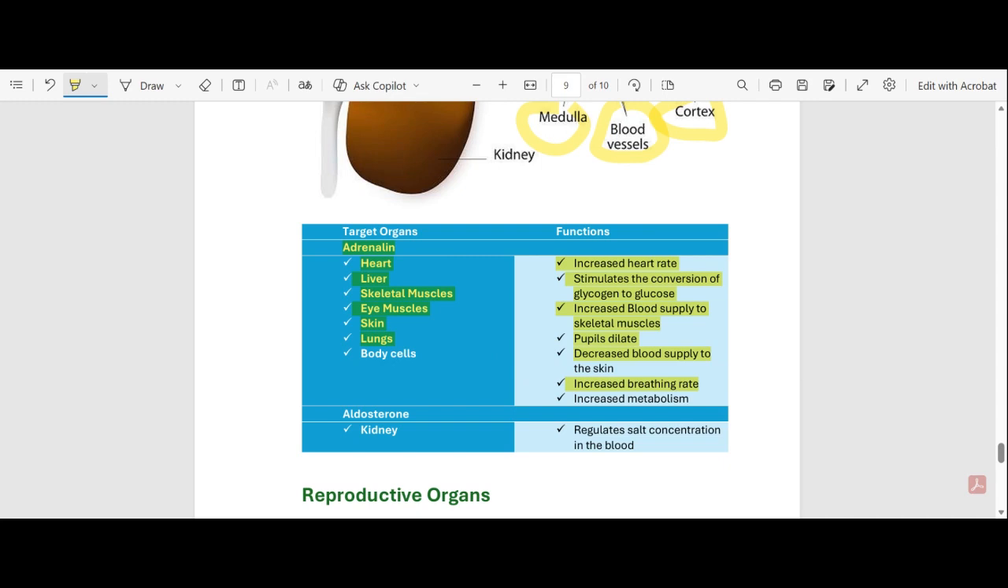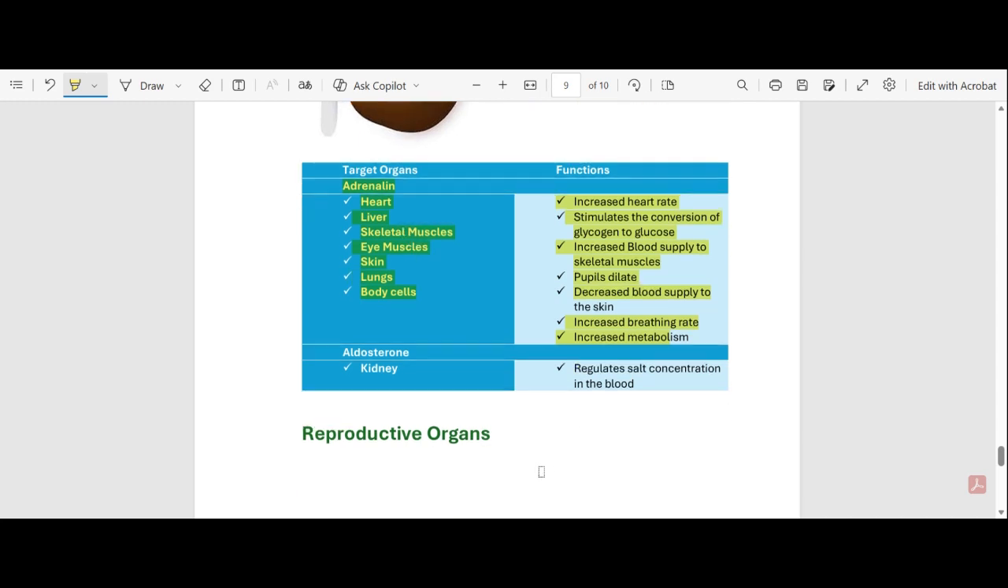And also, the last target organ it goes to is the body cell, right? So what happens to your body cells? Your body cells will increase metabolism, or to be specific, cellular respiration. Remember, your body cells will use this glucose that was converted by your liver in order to produce what? Energy. So metabolism just refers to the cellular respiration, right? Processes that are used in the body in order to produce energy. So, what is metabolism as a whole? It's just a blanket term. Metabolism are all biological processes that are taking place in your body.